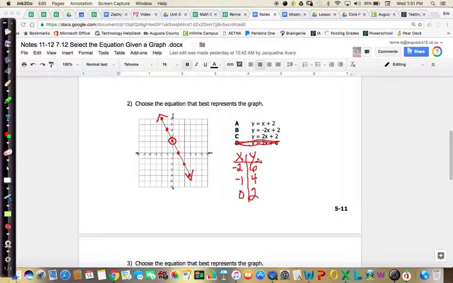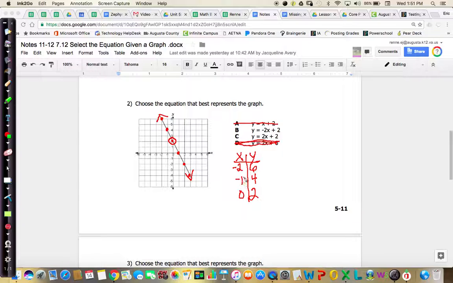And this one, look at the first rule. It says x plus 2. So -2 plus 2, 6? Absolutely not. So now let's go with the next one. We have -2 times -2, +4. And 4 plus 2 is 6, so it works.